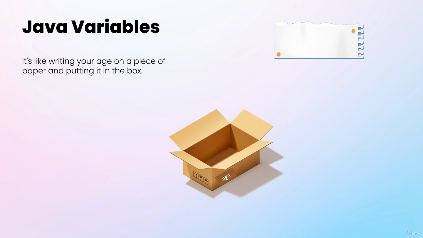It's like writing your age, for example, 25 on a piece of paper and putting it inside this box. So the variable now is called age and the value of your age is 25. This box contains a value 25 and the name of this variable is age. Let's jump into Android Studio and see how we can create variables in Java.